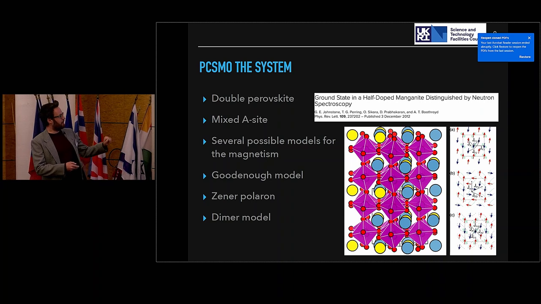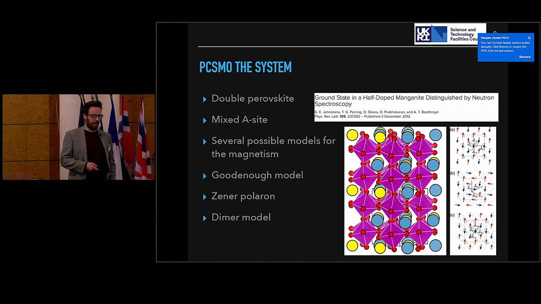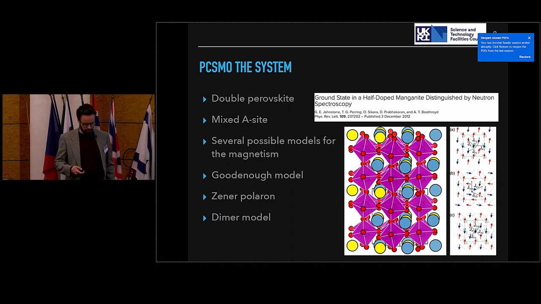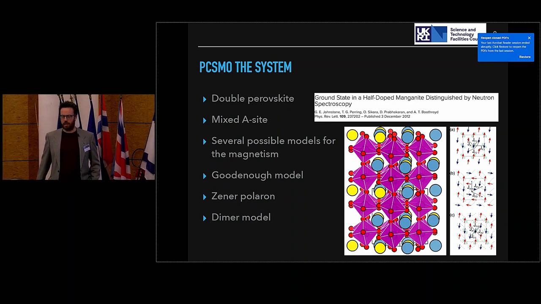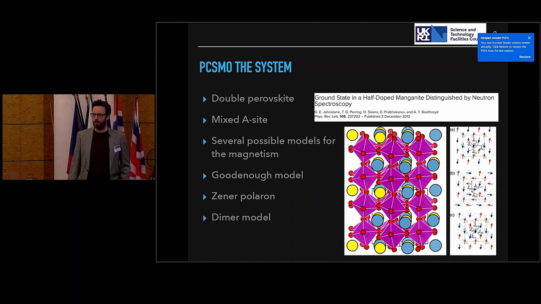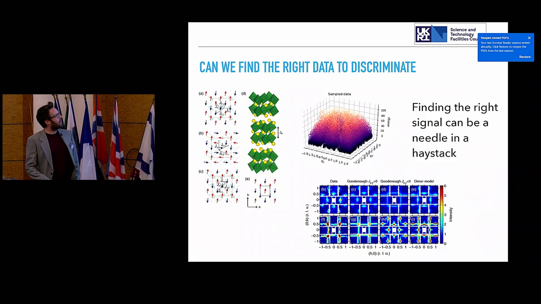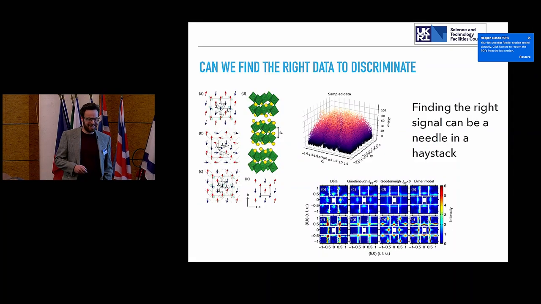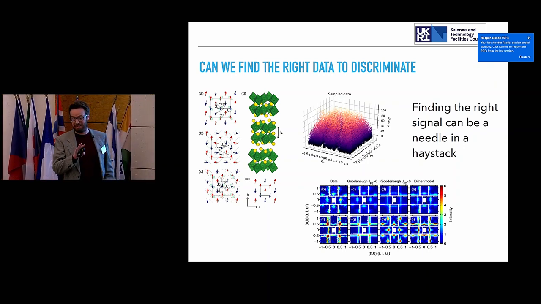There are also some competing models, a Zener model and a dimer model, and I don't think it's too much of a spoiler to say that the Goodenough model is actually the correct one here. I mean, you don't win the Nobel Prize for coming up with incorrect models, right? There are some counterexamples. Actually, yeah, I take back that comment.